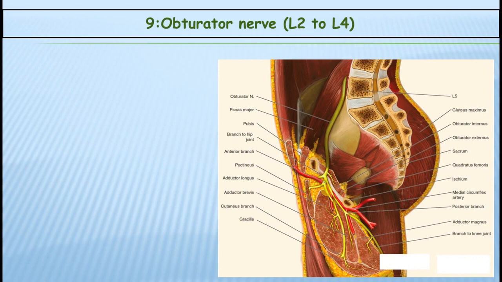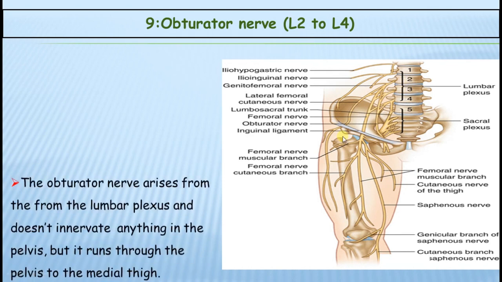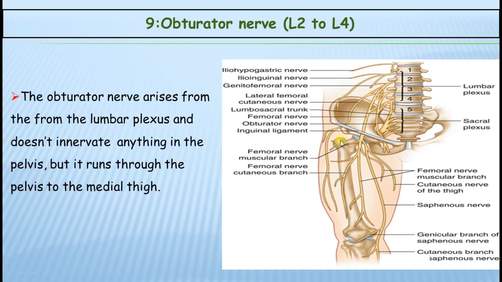Next, the obturator nerve. I will quickly skip over it. It is a branch of the lumbar plexus, L2, L3 and L4. It doesn't innervate anything in the pelvis, it just runs through the pelvis, which is why it is included here, and enters the obturator canal. Then in the medial compartment of the thigh, it supplies through two divisions, the anterior and the posterior division, running between the obturator muscles, and ultimately it also supplies the knee joint.